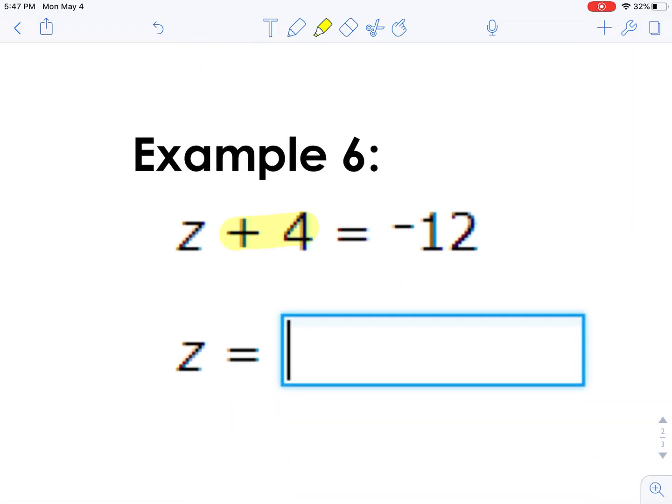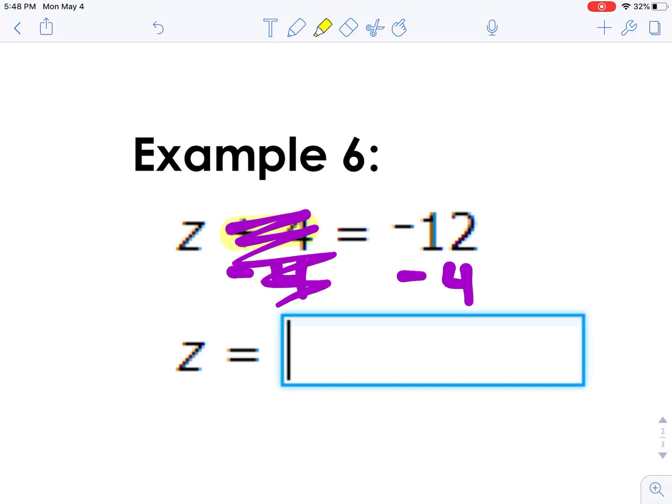To undo addition, we are going to subtract. So that will cancel out. And then if you need to, you use your calculator to make sure you're doing okay with your signs. -12 minus 4 is -16.